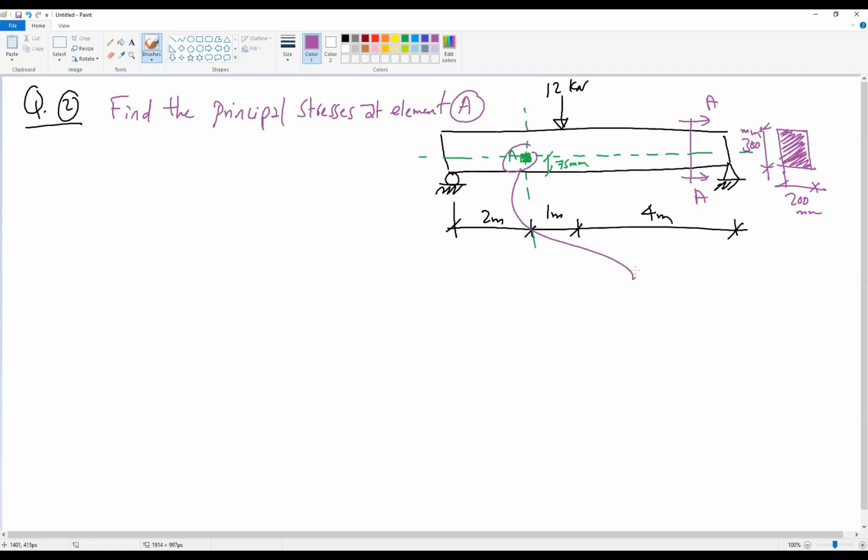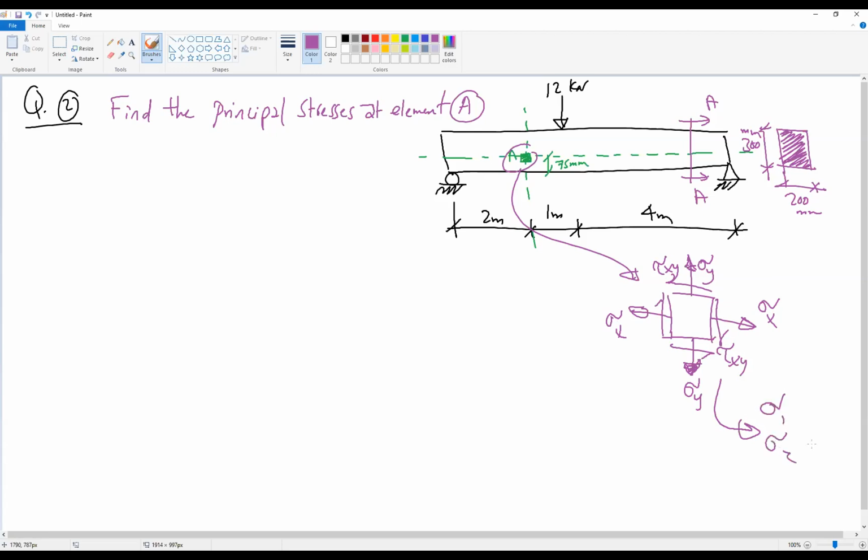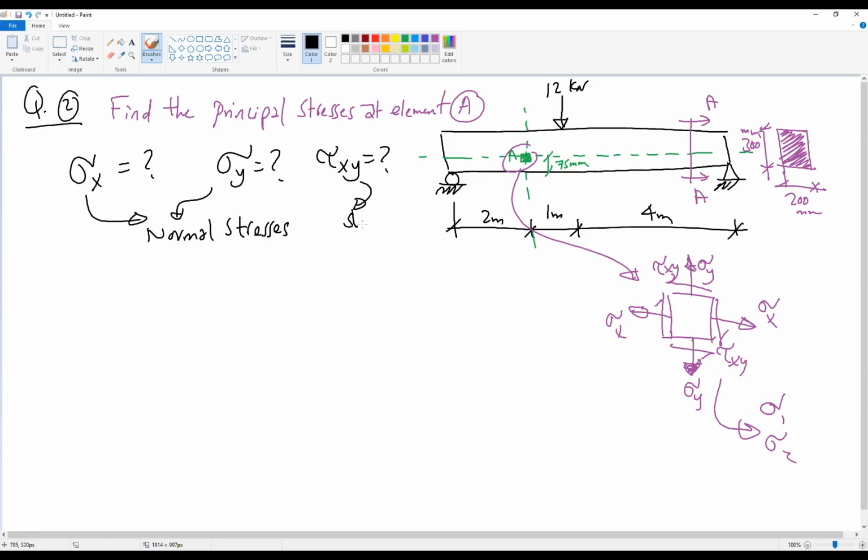As you know, if we extract this element here, we need to know sigma y and sigma x and tau xy, so we can find sigma 1 and sigma 2. How can we find tau xy and sigma x and sigma y? Sigma x and sigma y, as we said, are normal stresses, and tau xy is shear stress.